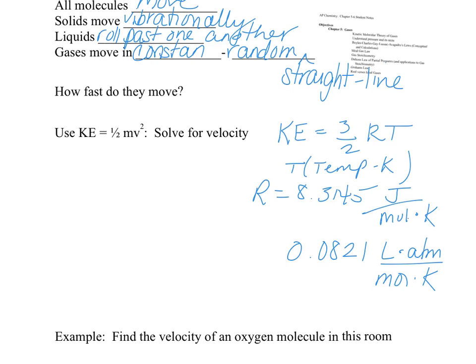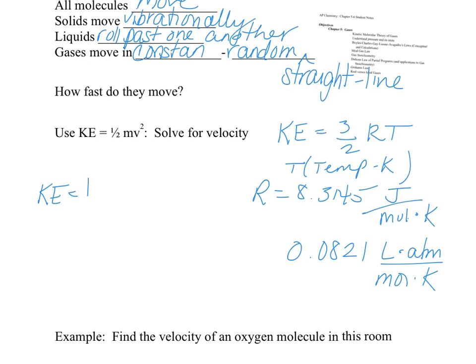So we can actually determine how fast gas molecules move using the two equations by setting them equal to one another. Now, I don't expect you to be able to derive the equation that I'm ultimately going to come up with, but I'm just going to show you how it's done. So if you really don't want to write this part down, it's fine. It is in the book, though.